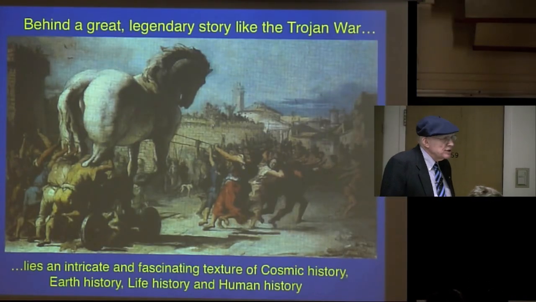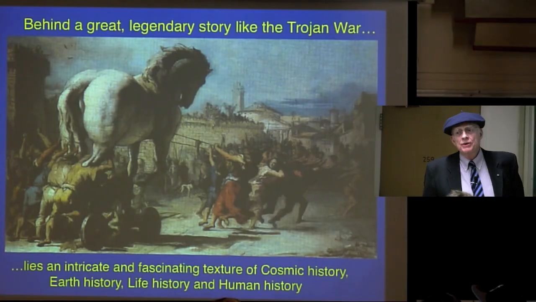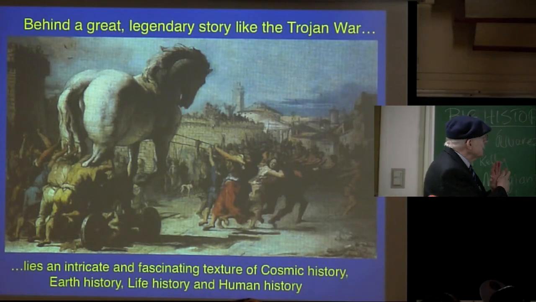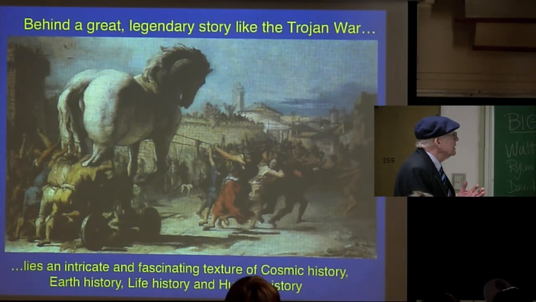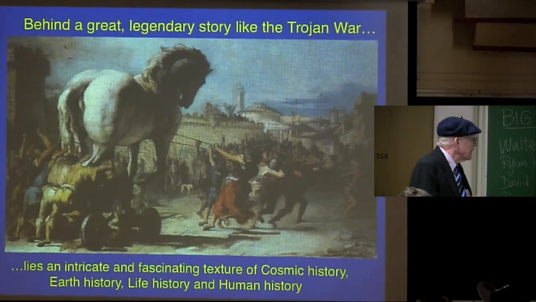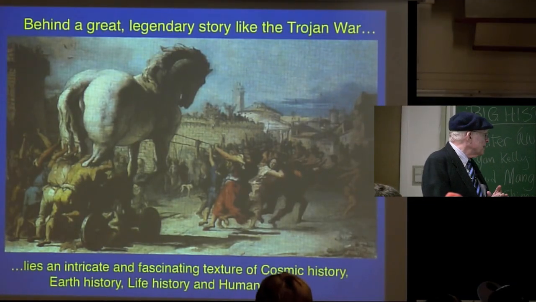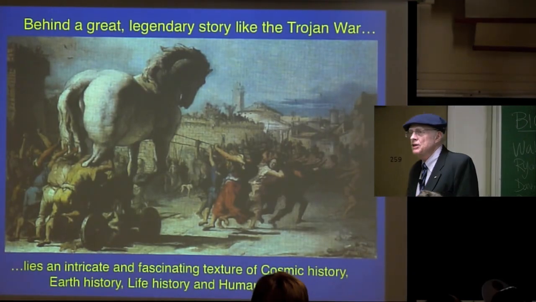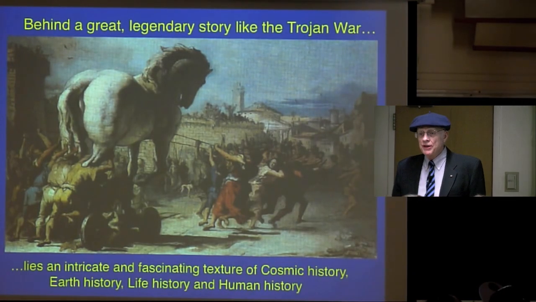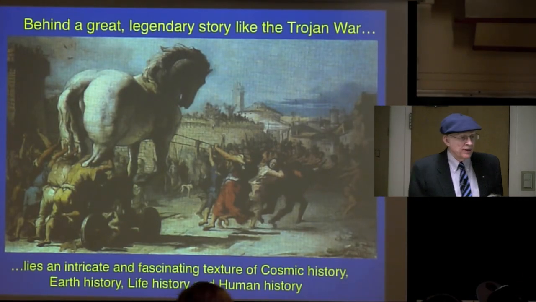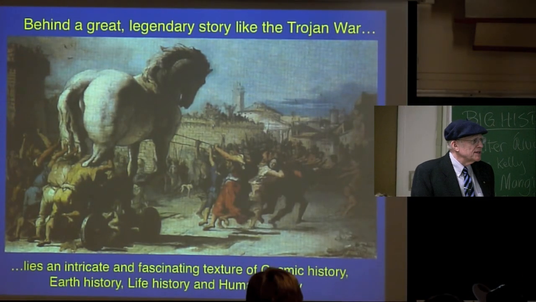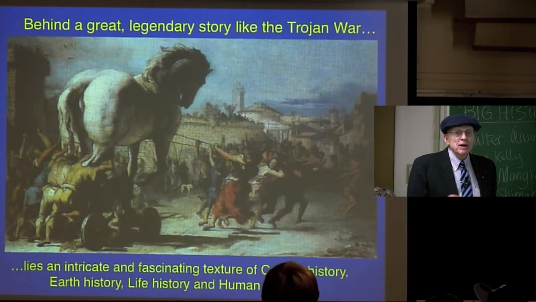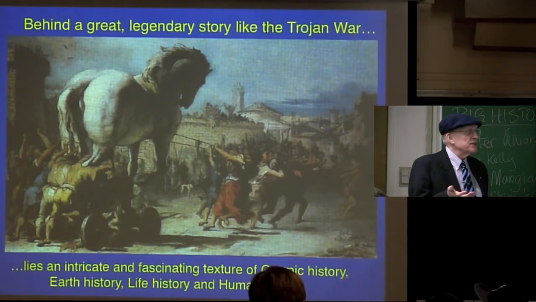I want now to talk to you about Homer's story of the Trojan War, or at least I'm going to use this as a way to start. It says here, behind a great legendary story like the Trojan War lies an intricate and fascinating texture of cosmic history, earth history, life history, and human history. Most people, when they start reading Homer or thinking about Homer or the Trojan War or the Odyssey, don't realize that this has ties into what happened in the history of the earth or the history of life. And that's what I want to show you today, how all of that works. That's why this is a case study.